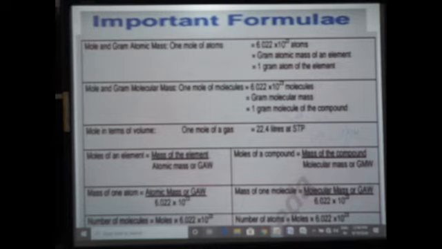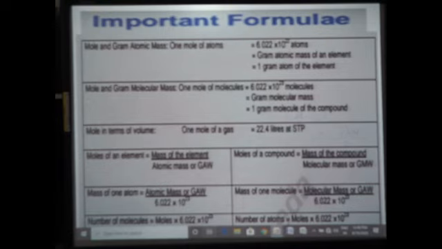That means if I say 1 gram hydrogen, 1 gram hydrogen means 1 mole of hydrogen. 1 gram hydrogen is equal to 1 mole of hydrogen, and that will have Avogadro's number of atoms. Mole and gram molecular mass.